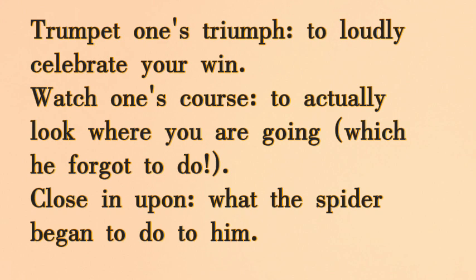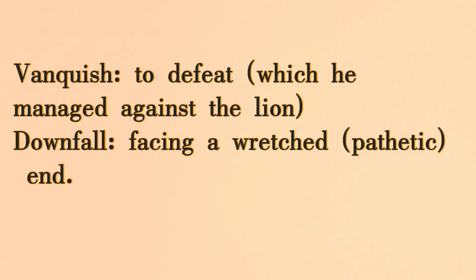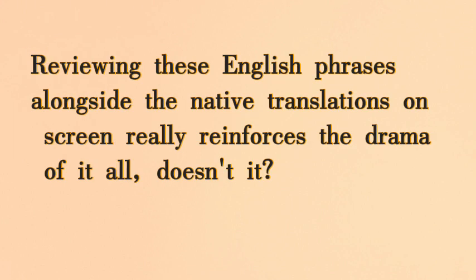Trumpet one's triumph means to loudly celebrate your win. But he forgot to watch one's course, meaning to actually look where he was going. Because of that, the spider began to close in upon him. He realized he had managed to vanquish, or defeat, the lion, only to face a wretched, pathetic end, his downfall.